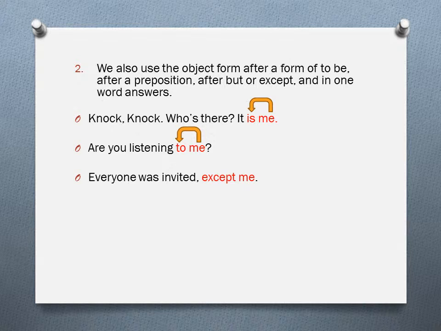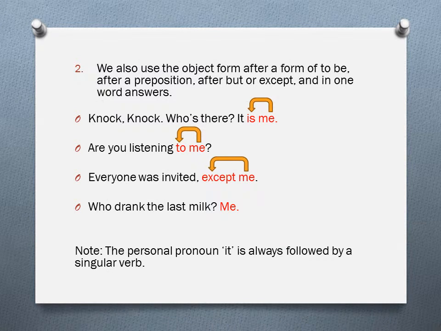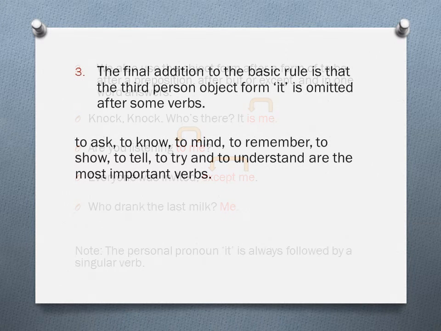In the sentence, "Everyone was invited except me," me follows the word except. And in the sentence, "Who drank the last milk?" the one-word answer is me. Note, the personal pronoun it is always followed.